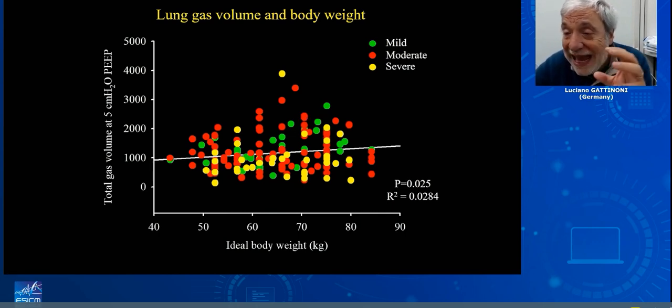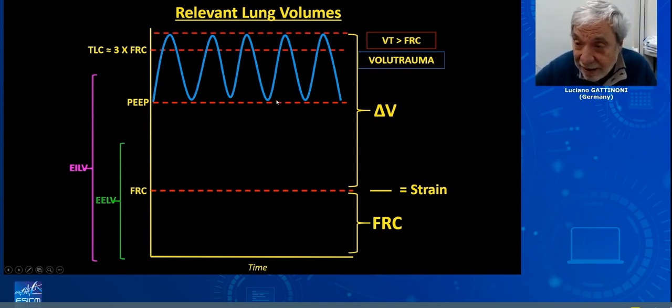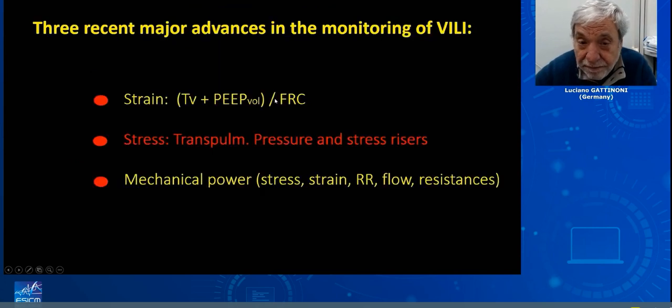So if I have the FRC and I measure the lung volume, the peak volume, I can have an idea of the strain. And I know if my strain is in these regions, the damage in experimental animals is very manifest, and very likely in man also. So instead of kilos, liters of lung volume.